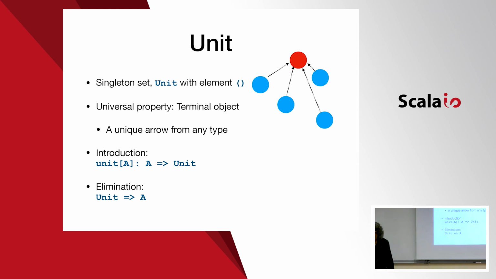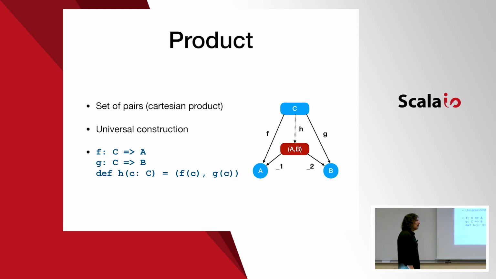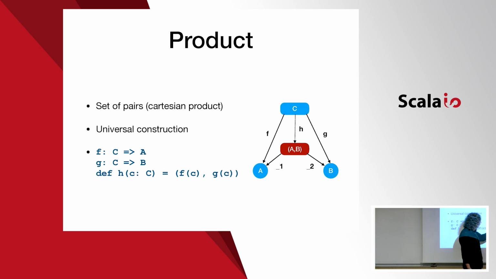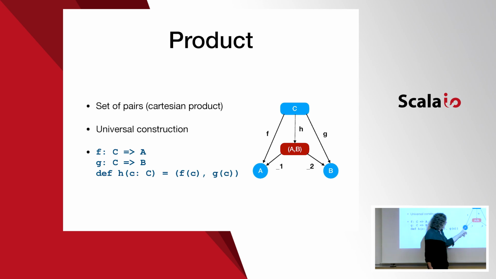Okay, now for something really interesting, product. Product in set theory is just the Cartesian product, or a set of pairs. So you have two types and you produce a pair type from these two types. The universal construction for this thing is kind of interesting, because what is the property in terms of arrows of a product? The only thing we can say is that there have to be two arrows from a product, one going to type A and one going to type B. If you have a product of A and B, these are called projections.